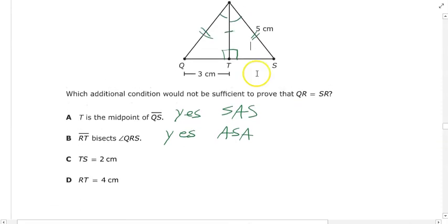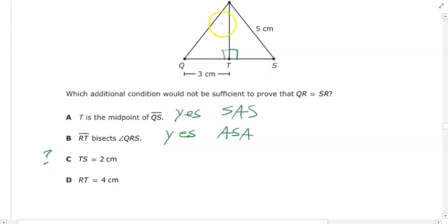All right, what if TS equals 2? Okay, TS equals 2. I don't think that's going to help, because then the triangles wouldn't be congruent, so we couldn't really do much with that. So I'm not sure about this one yet. And then what about D? What if RT equaled 4?